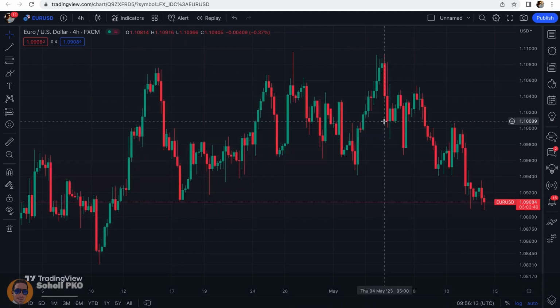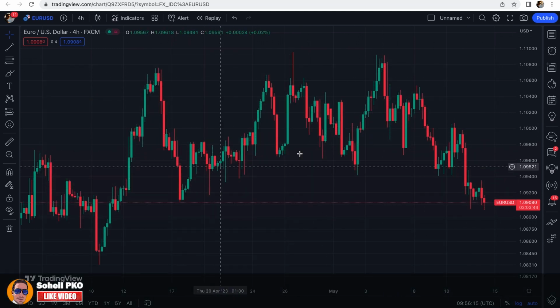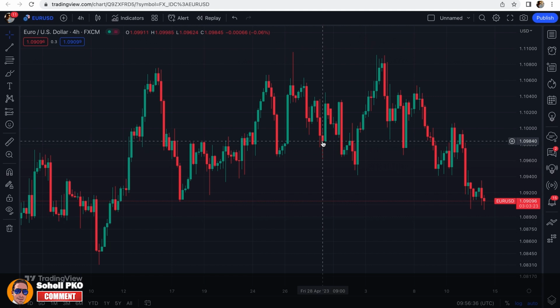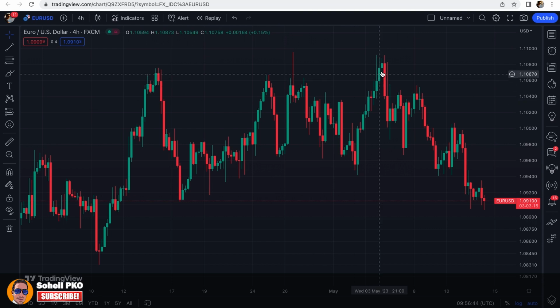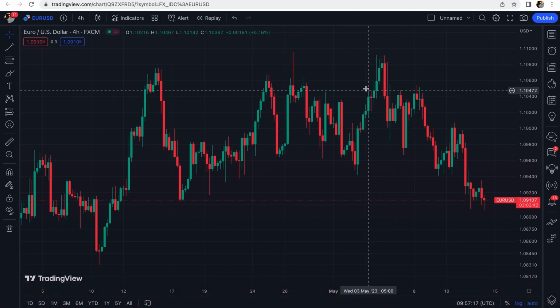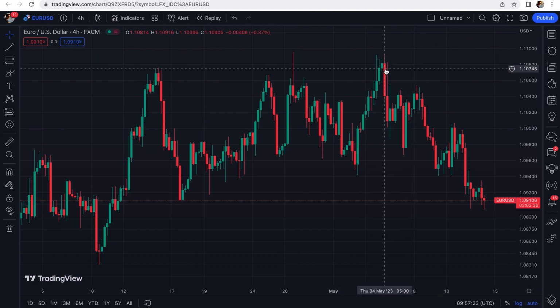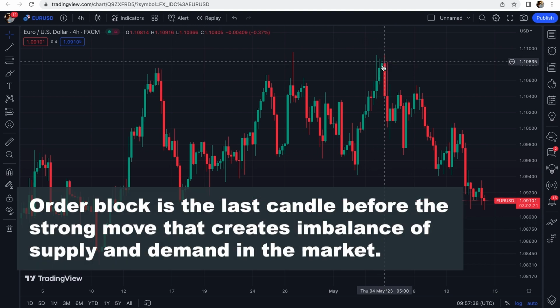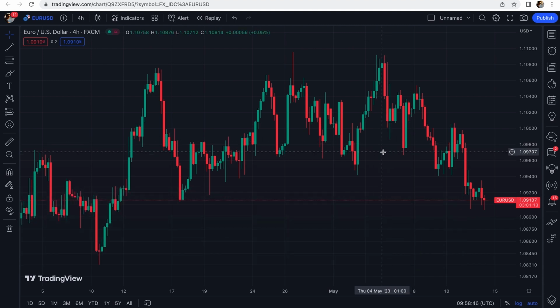Alright, now you may ask how order blocks are identified on the chart. Price action analysts usually look at how the price has moved in the past to find areas where the market has suddenly reacted strongly, and this strong move can be in the form of a reversal or a breakout of a range or consolidation period. Technically, an order block is the last candle before the strong move that has created an imbalance of supply and demand in the market. Identifying order blocks needs years of experience, and it's really challenging for beginners to correctly identify order blocks on the price chart.